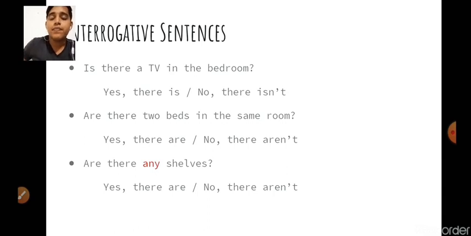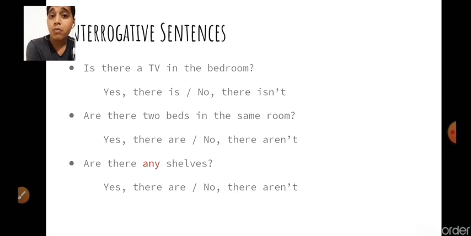Now, interrogative sentences. It's the same as when we construct, let's say, interrogative sentences using the simple present. Okay, we just need to switch the pronoun, and we just need to switch the main verb or the auxiliary verb. In this case, the main verb is going to be the verb to be. We have here the example. Is there a TV in the bedroom? And as any question has an answer, obviously we need to answer this. So, yes, there is. Or no, there isn't. This is when we talk about only one thing.